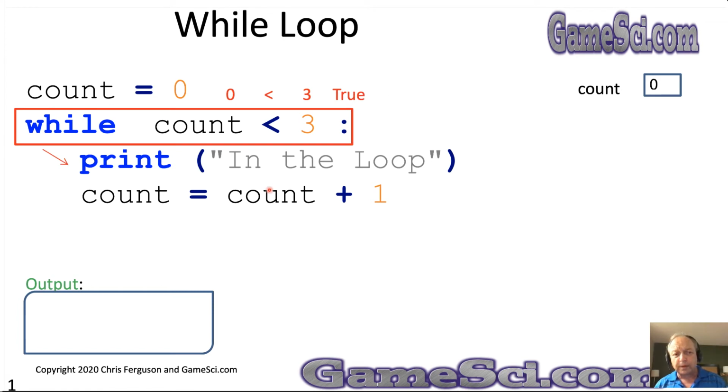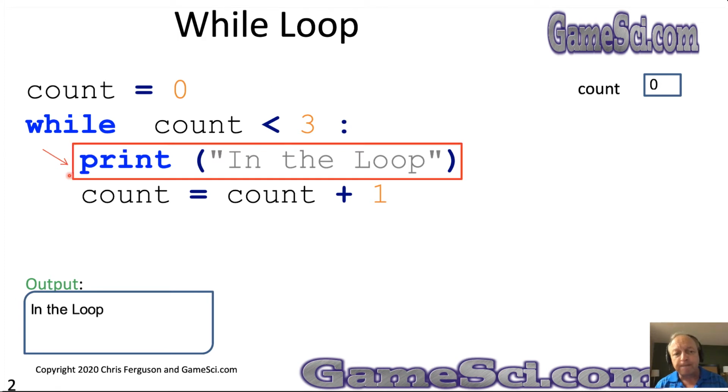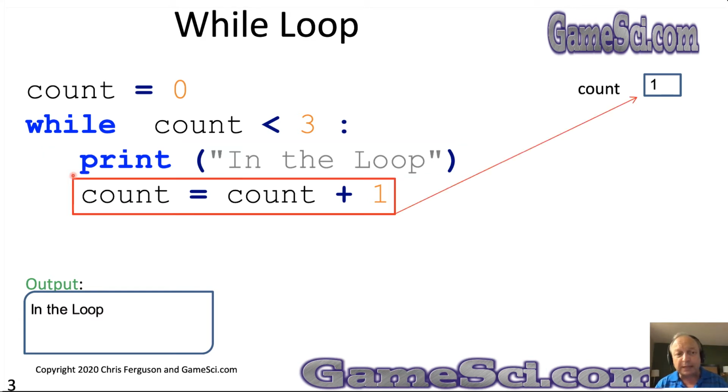Well, what does true mean? True means we will execute the indented code. Go inside the while loop and execute all lines of code that are indented. We'll print "in the loop" and it shows up here on the output. After we print that, we will go to the next line of code that's indented and do count equals count plus 1, and the variable count changes to 1. Remember, count is what we call the iteration variable. It controls how many times we spin in the loop.